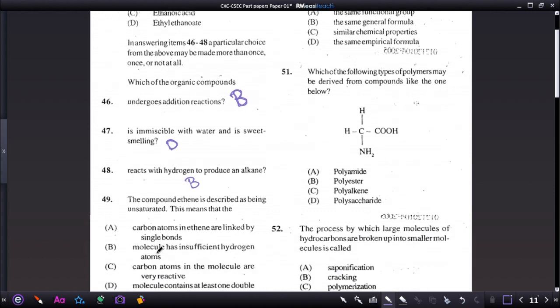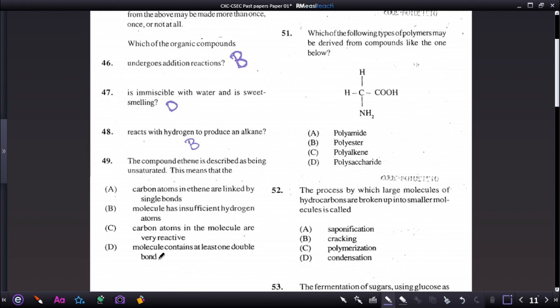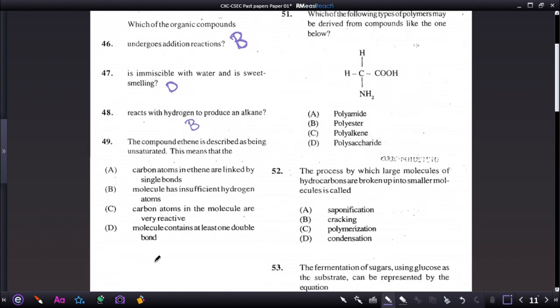49. The compound ethene is described as being unsaturated. This means that A, carbon atoms in ethene are linked by single bonds? No. Molecule has insufficient hydrogen atoms. Carbon atoms in the molecule are very reactive? No. The molecule contains at least one double bond.